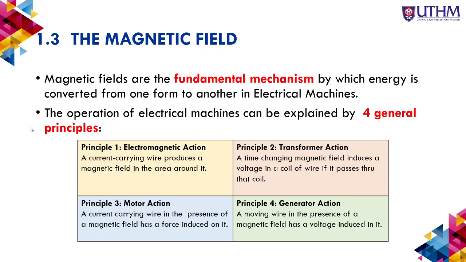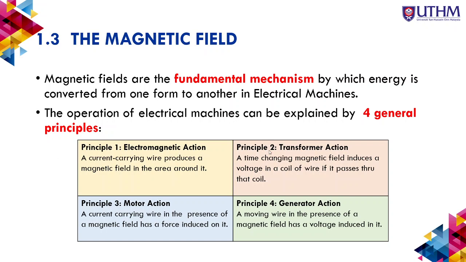So there are 4 general principles. The first principle is electromagnetic action. When there is a current-carrying wire, so the wire and then the current flows, it will produce a magnetic field around it. I believe I did this experiment in my secondary school, if I'm not mistaken. I believe all of you did the same.